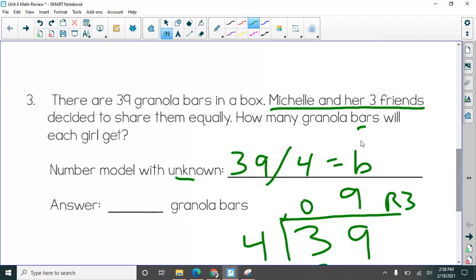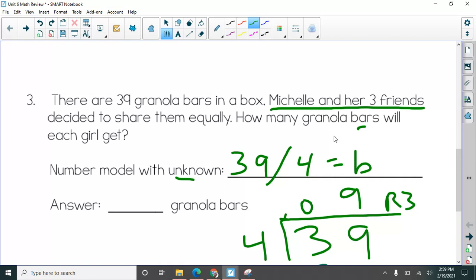Because the question says, how many granola bars will each girl get? Each girl will get 9 remainder 3 granola bars? No, that doesn't make any sense. You can't have remainder 3 granola bars. What would they do with granola bars? Would they throw them away? Ignore it? Would they break them into pieces? Well, they can't really go get another granola bar. What would they do?